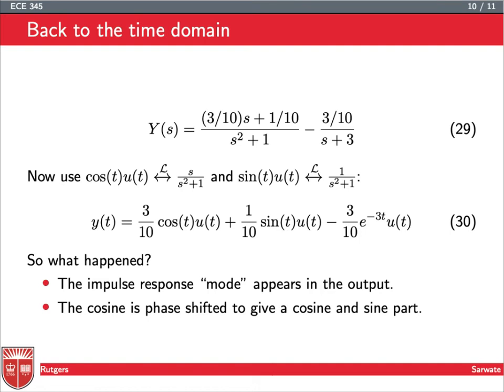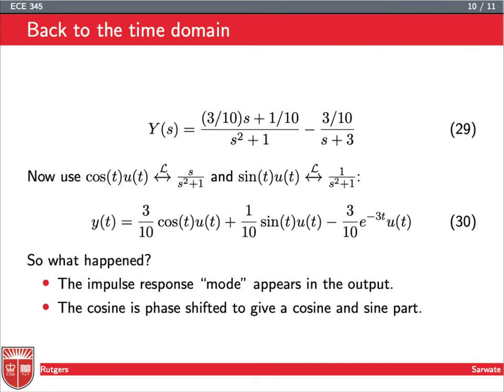So we're going to use our two transform pairs, that the cosine goes to s over s squared plus 1, and the sine goes to 1 over s squared plus 1. So we're going to get 3/10 times cosine t u of t plus 1/10 times sine t u of t minus 3/10 times e to the minus 3t u of t.